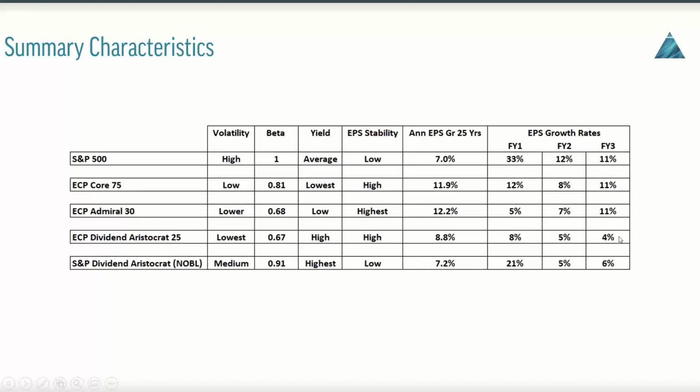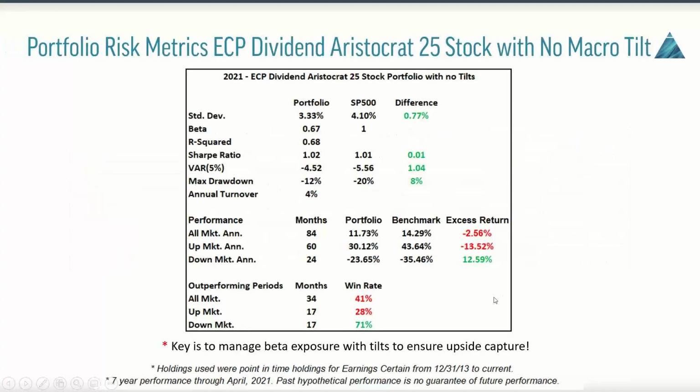Keep in mind, take those FY3 numbers with a grain of salt, especially on the Dividend Aristocrat 25. I would expect this to get revised up in the near term because these growth rates are going to revert back to these 25-year trends ultimately.